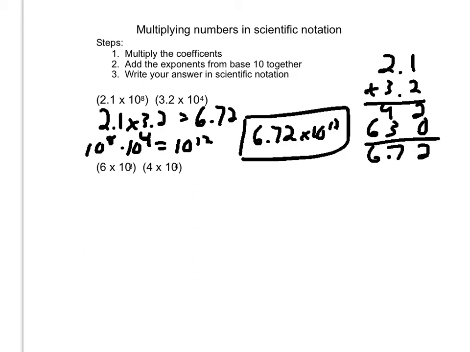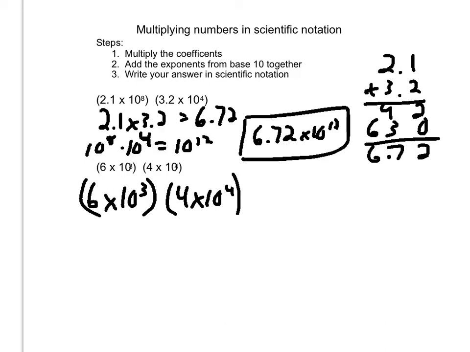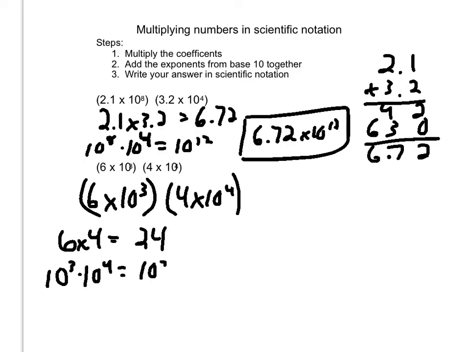I'm going to go ahead and rewrite this because it didn't print off very well. It should say 6 times 10 to the 3rd, I think, times 4 times 10 to the 4th. Again, first thing I'm going to do is multiply the coefficients. 6 times 4 gives me 24. Then I'm going to take the base 10s and combine them. 10 to the 3rd times 10 to the 4th is 10 to the 7th. And then I'm going to write that answer like this.